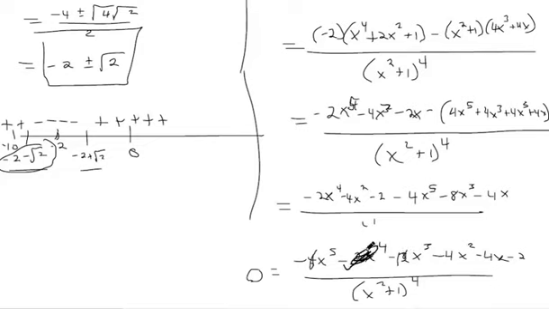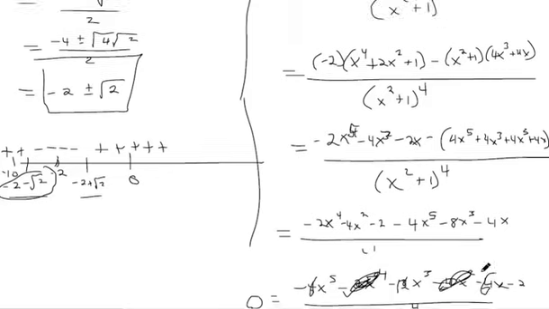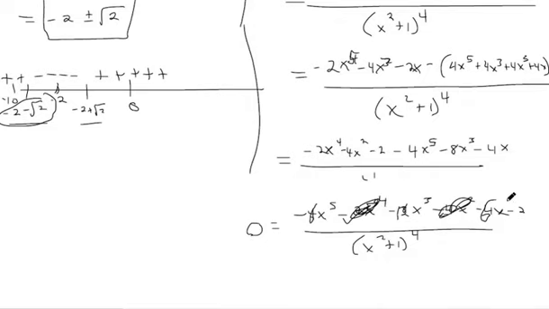You wouldn't have this thing here. You wouldn't have this term here. And then the -2x minus 4x makes -6x. So there wouldn't be a -2 here. Okay, so that's a little bit better. I'll clean it up because you can't probably read that.